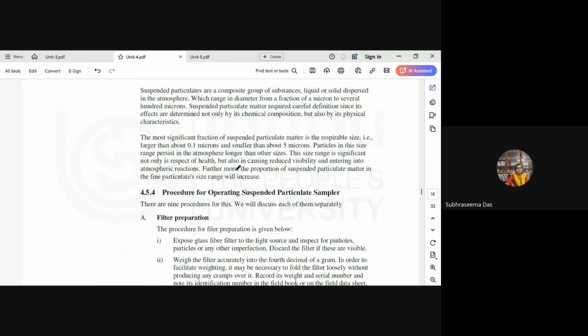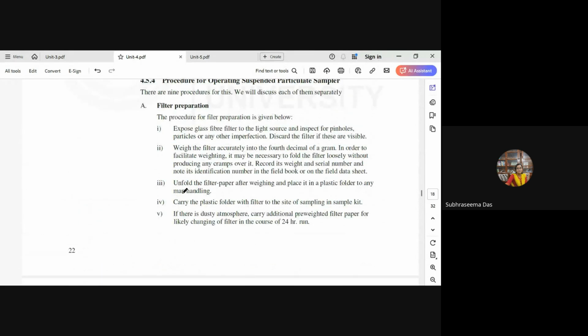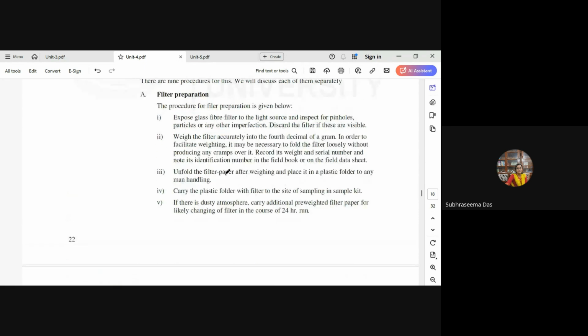Coming to the procedures for operating the suspended particulate sampler. There are 9 procedures for operating the suspended particulate sampler. First is the filter preparation. The process requires the following steps. We expose a glass fiber filter to a light source, and then we discard the filter if defects are visible. The filter paper is then accurately weighed and unfolded, and if there is a dry dusty atmosphere, the process is repeated for 24 hours, and then we measure the weight of the filter paper. This is called the filter preparation.